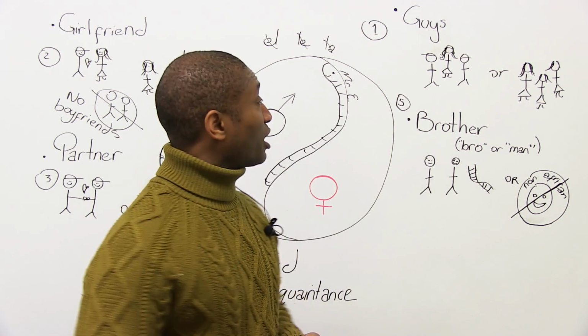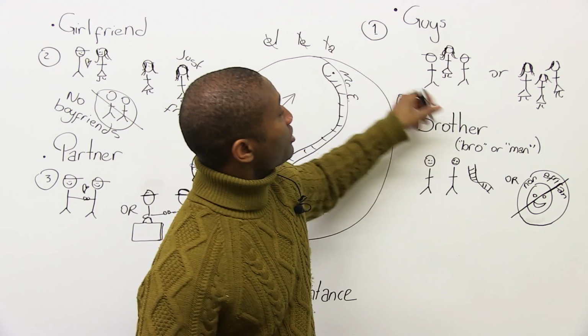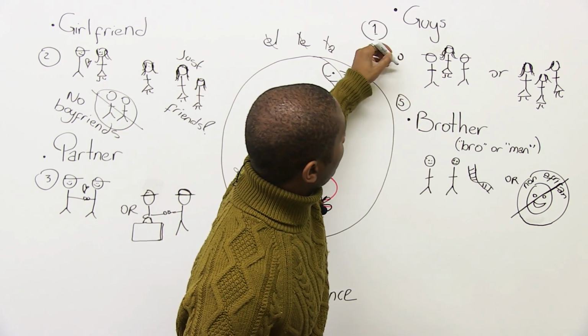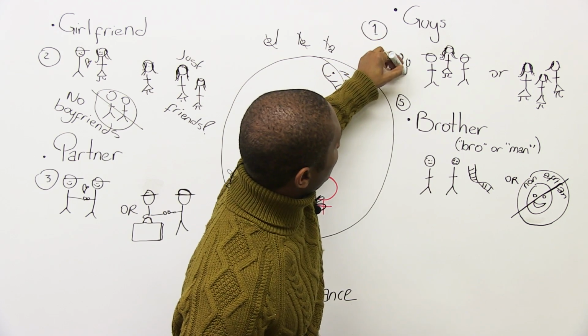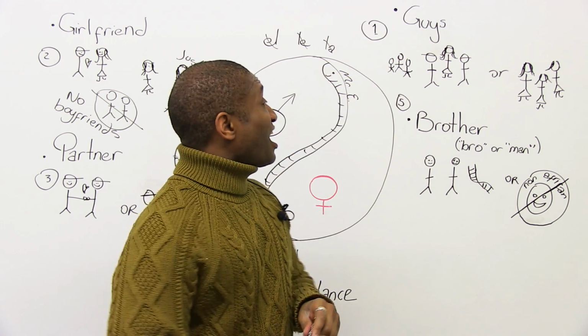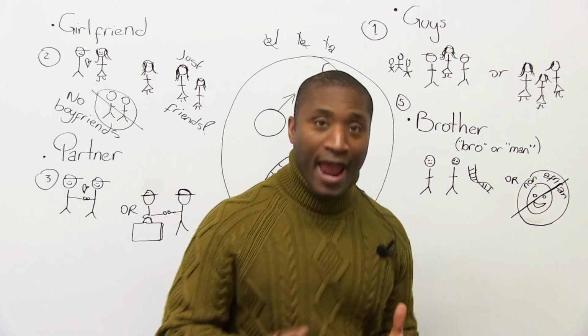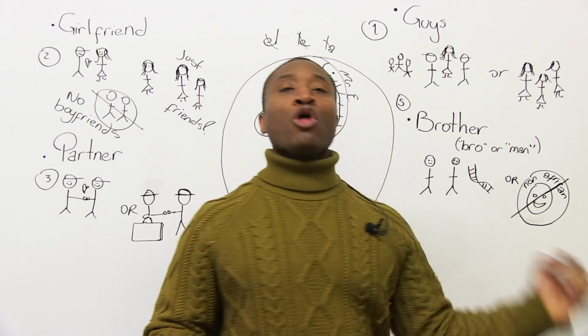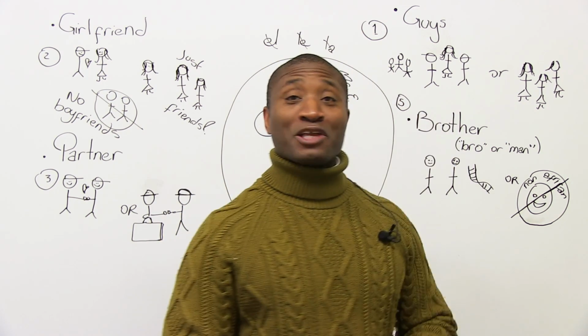Guys, I started with guys. You'll notice that guys has, well, we got two guys and a girl. We can also have mini guys, mini-me's, okay? A group of men can be called guys. A group with even one woman can still be called guys. And a group with all women could be called guys. But you cannot call a group of men girls.